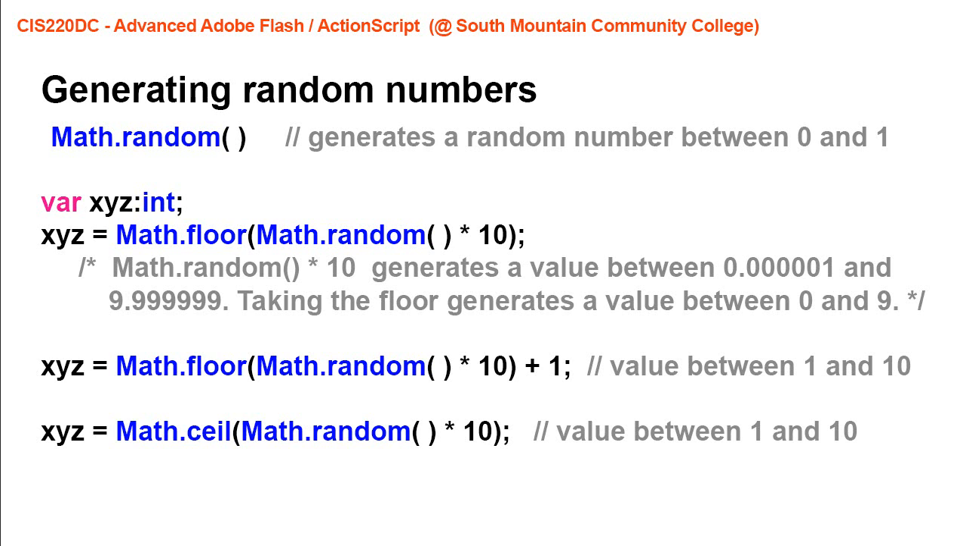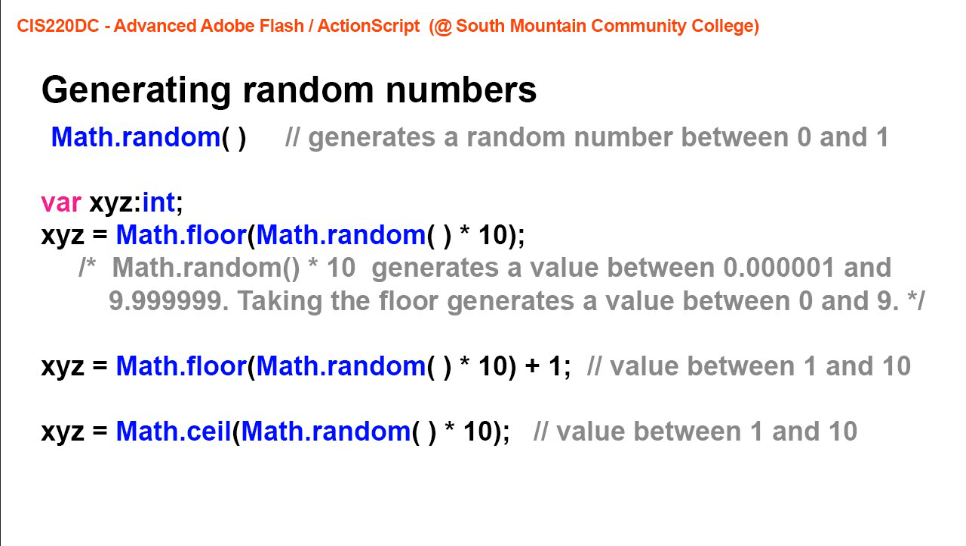and 9.99999. So if I take the floor value, it's going to truncate the decimal, and I get a value between 0 and 9. If I wanted to have a value between 1 and 10, I can add 1 to that. Obviously, adding 1 to 0 is going to give me 1, and adding 1 to 9 is going to give me 10, and I have the whole range in between that.